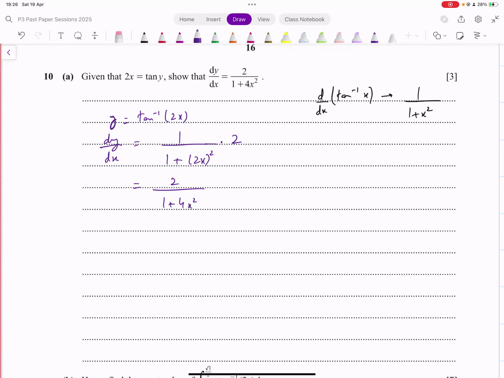Okay. If you do implicit differentiation, you can also do it that way, but it will make things much more complicated. You'll get something in terms of y, and then you'll have to convert that to something in terms of x yourselves. Okay. That's the first part. Any problem with this?